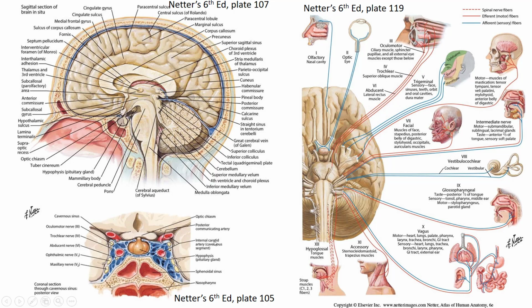And then just as a reminder, remember that the 3rd, 4th, 6th, and 2 branches of the 5th nerve travel through the cavernous sinus. So we've got the image of the cavernous sinus here in the lower left. It is a coronal image, so we've got the pituitary here and the pituitary stalk, the optic chiasm, and then we've got the 3rd nerve, the 4th nerve, the 6th nerve, and then the first 2 branches of the 5th nerve here traveling through the cavernous sinus.